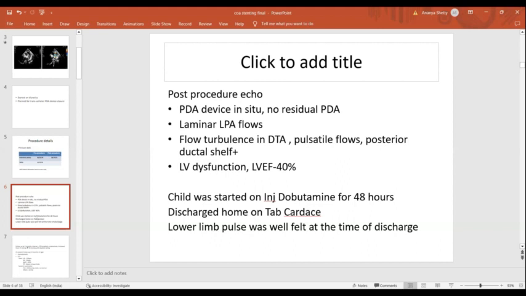Post-procedure echo showed device in situ, no residual PDA, laminar LPA flows, and there was a prominent ductal shelf that was causing some flow turbulence in the DTA, but there was no coarctation. And there was some LV dysfunction. The child was started on dobutamine infusion for the next 48 hours and was discharged with tapering cardiac medications. The lower limb pulse was felt at the time of discharge.